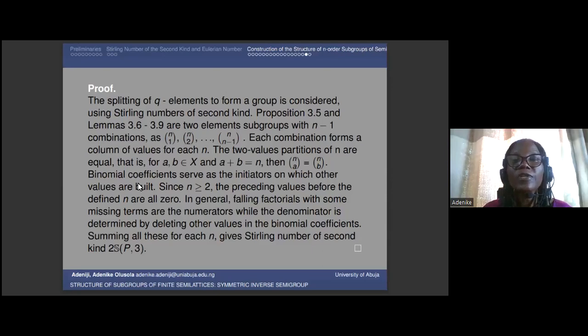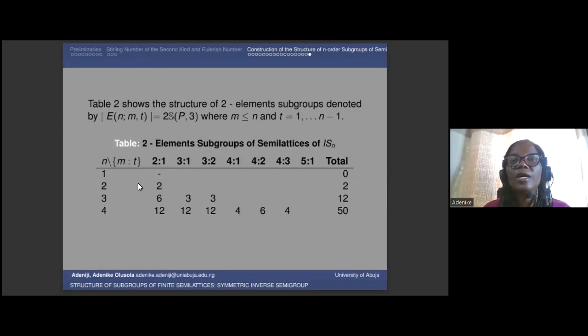So the finite factorials with some missing terms are the numerators, and the denominator is determined by deleting other values in the binomial coefficients, which when we sum together gives the Stirling number of the second kind as given here. And this is the table. This is just part of the 2 element subgroups of semilattices of ISN, as it can be seen. And, like I said, this is just part of the research that is still ongoing.